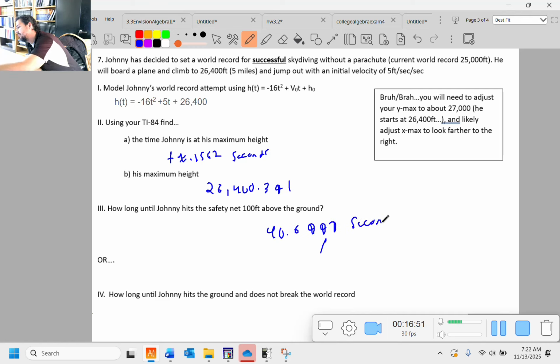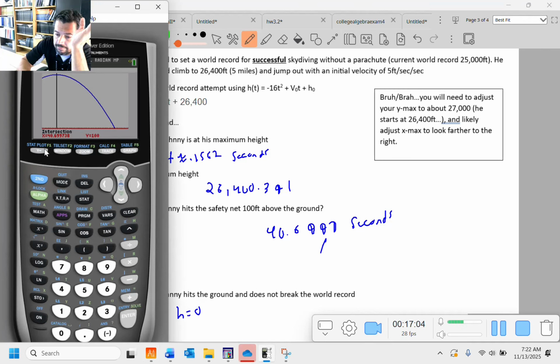40.6997 seconds. Now, if you chose to get rid of Johnny, he would hit the ground. So here, the height is 0. We're going to put a 0 into the other equation here. And it's still going to happen with the same window. So second trace 5 intersect. I mean, he's booking it. He's probably hitting that net at 160 miles an hour now. In the real world, though, he would have slowed himself down with air resistance. But anyways, enter, enter, enter. 40.7767 seconds.